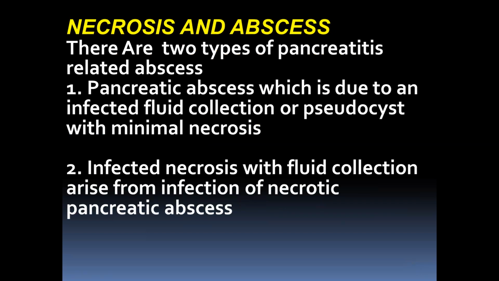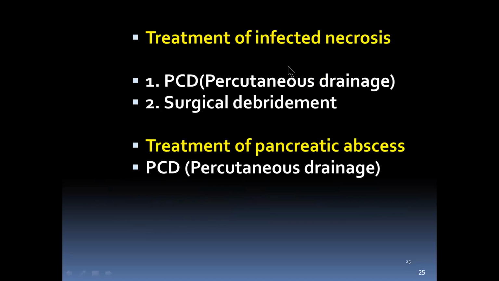Another complication is necrosis or abscess. There are two types of pancreatic related abscesses. Pancreatic abscess, which is due to an infected fluid collection or pseudocyst with minimal necrosis. And second is infected necrosis, with fluid collection arising from the infection of the necrotic pancreas. Treatment of infected necrosis is percutaneous drainage or PCD or surgical debridement. Treatment of pancreatic abscess is only percutaneous drainage or PCD.